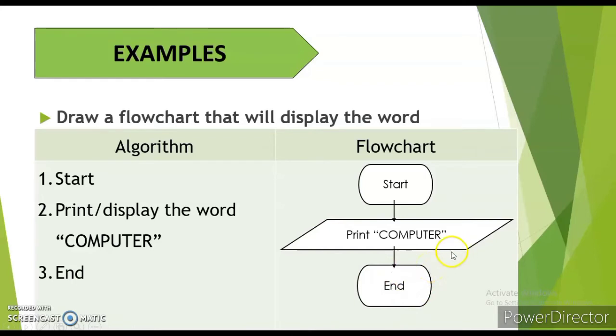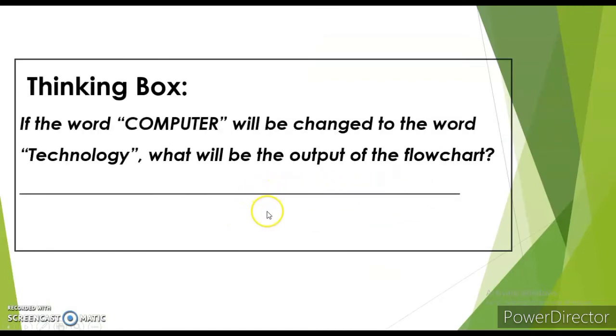Before we proceed to the second example, let's answer this thinking box. If the word computer will be changed to the word technology, what will be the output of the flowchart? Sige nga. Of course, technology, di ba?